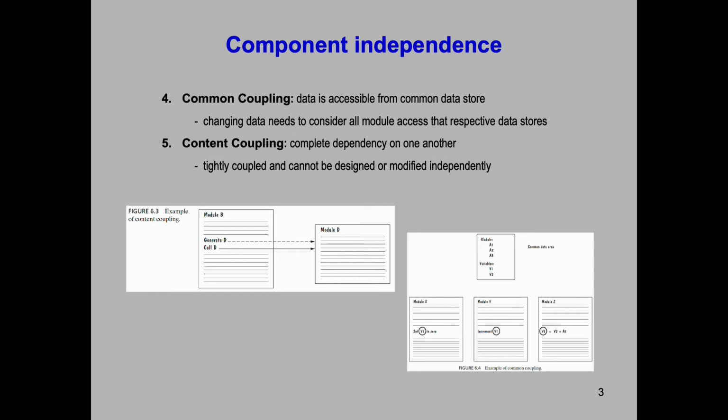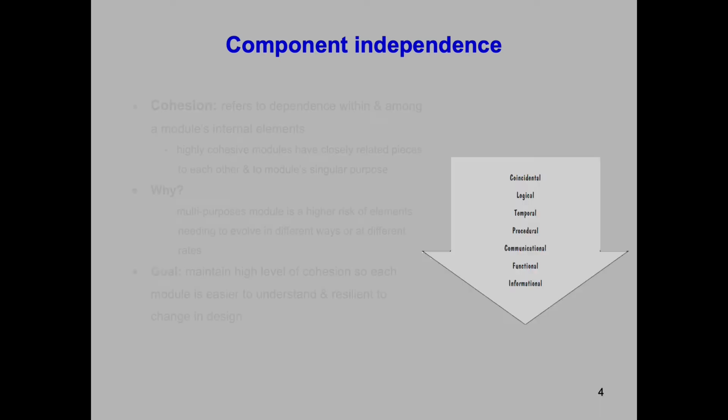And then we have content coupling. This is a complete dependency on one another, tightly coupled, and cannot be designed or modified independently. And to the left there, you can see module B generates module D and then calls module D. So module D is completely dependent on module B. Without module B creating module D, it doesn't exist. So that's an example of tightly coupling. Now we're going to move to the next slide.